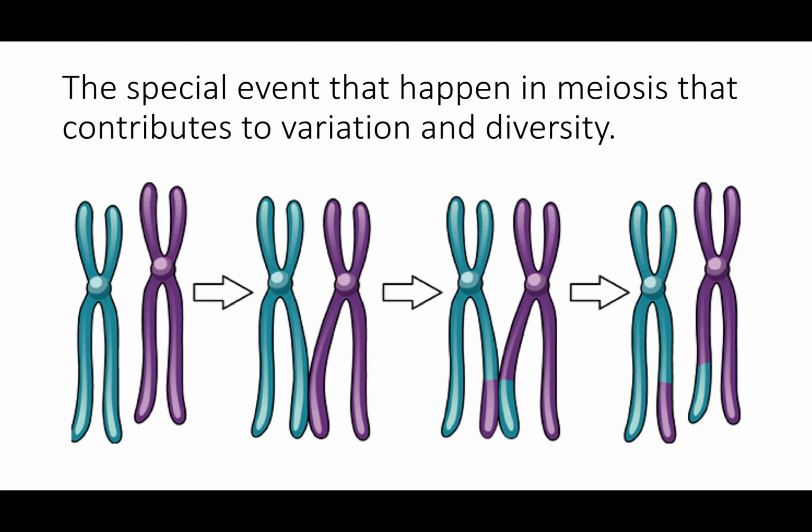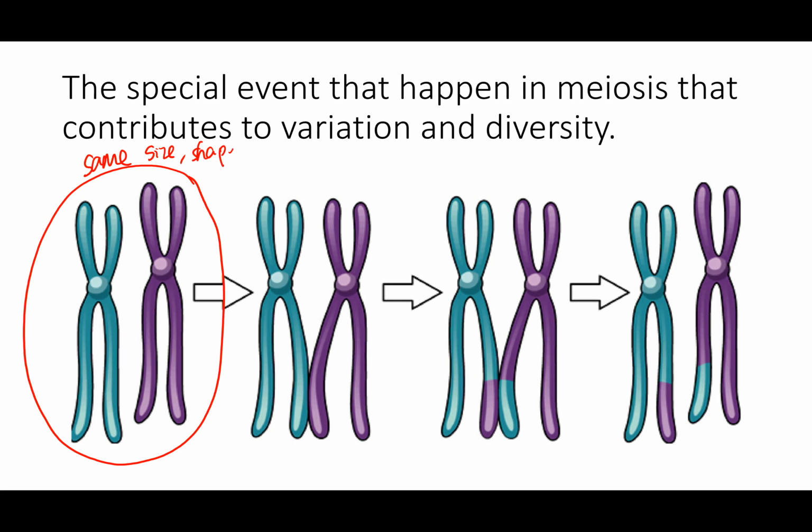Okay, this is a very common question. What is the name of this process? Crossing over, right? You have homologous chromosomes. How do I know they are homologous chromosomes? Because homologous chromosomes are chromosomes of the same size, shape, and function. You get one from your dad and one from your mom.